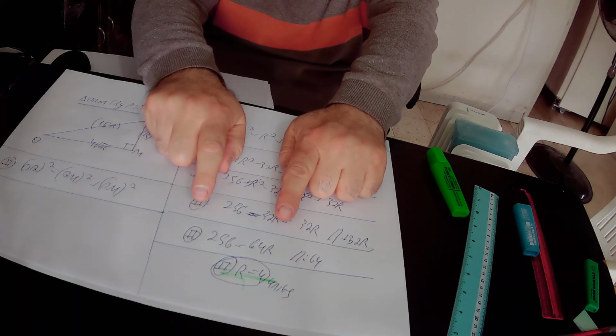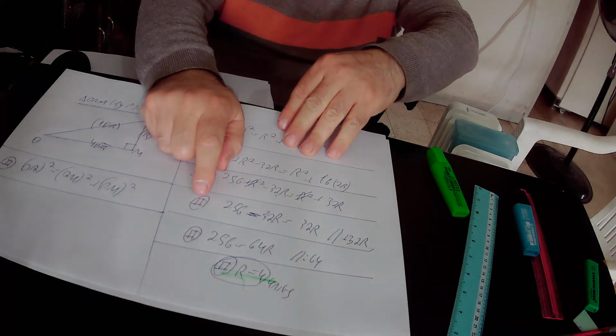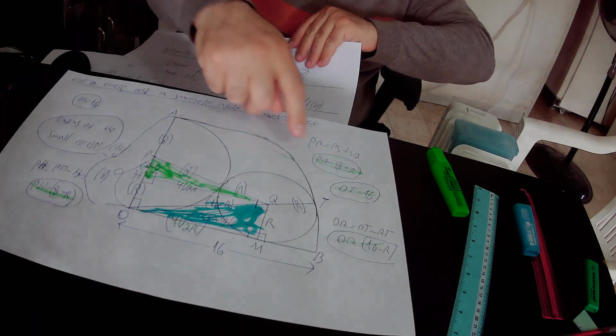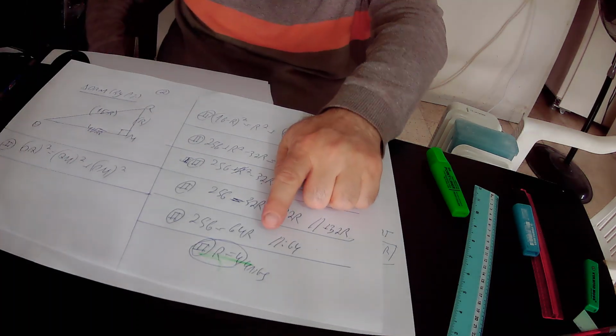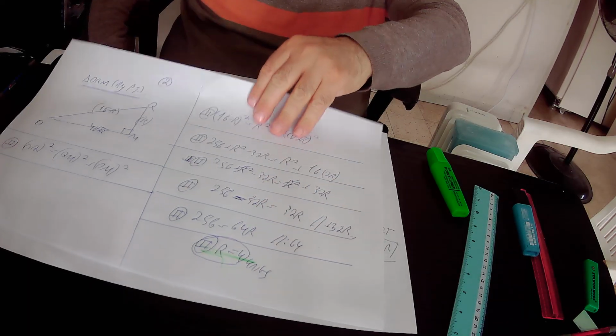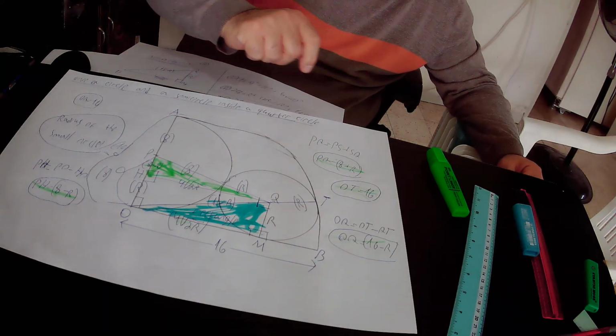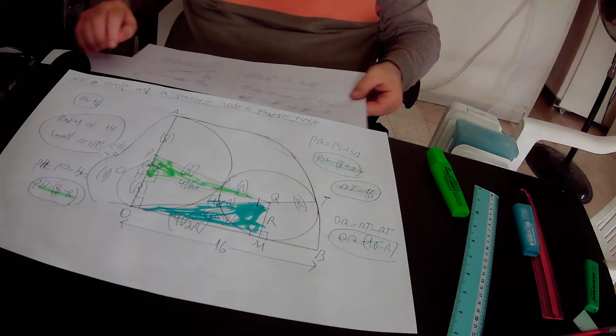Here we divide this equation by 64 and finally find that R, the radius of this small circle, the radius we are looking for, equals 256 over 64, which is 4. So we found that the radius of this small circle, R, equals 4 units in length. Okay, thank you very much.